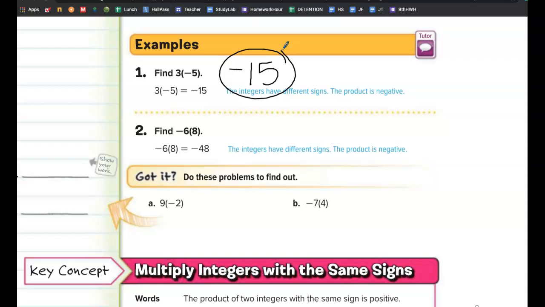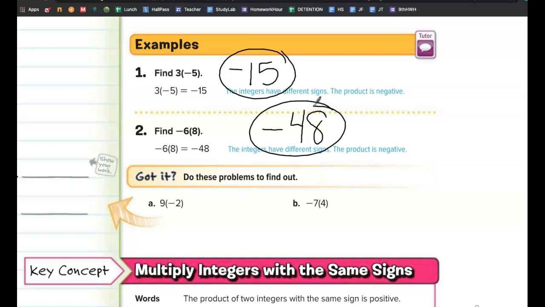Okay, Jada, number 2. How many negative numbers do I have? 1. So is my answer going to be positive or negative? Negative. And then what is 6 times 8? 48. Thank you, Jada. Questions?